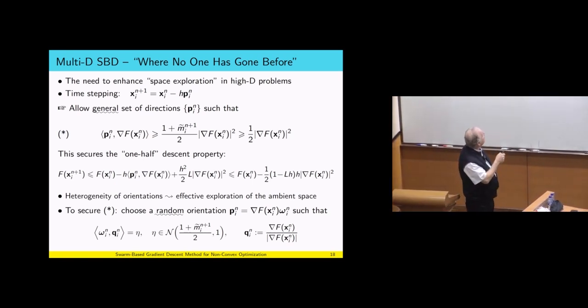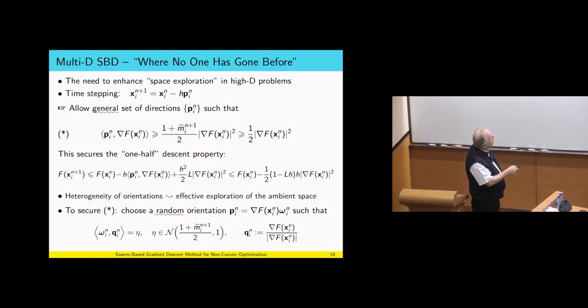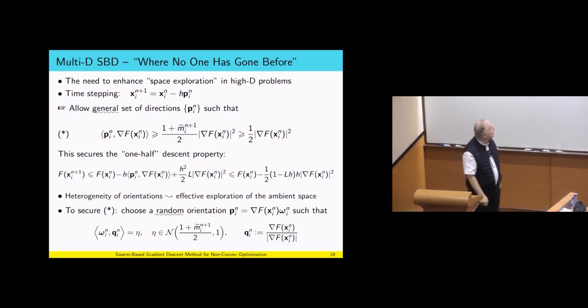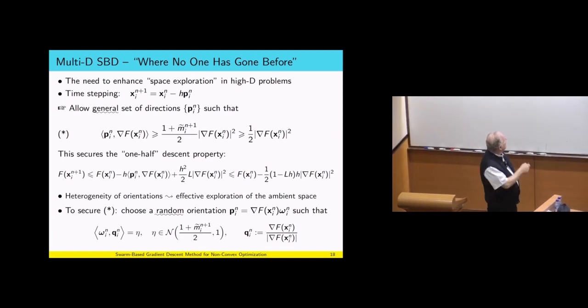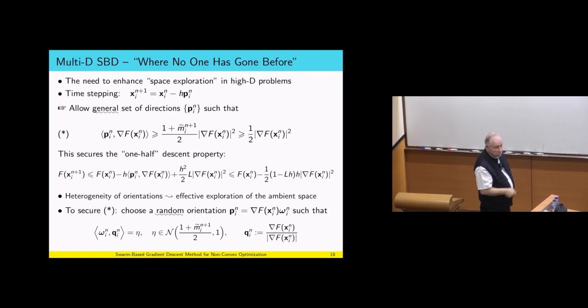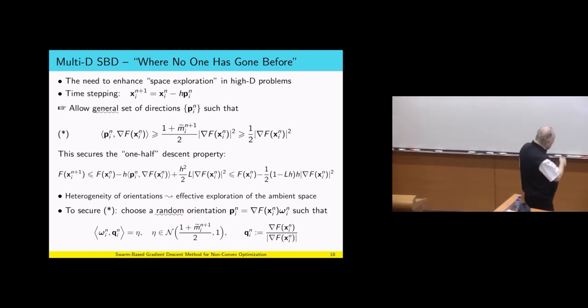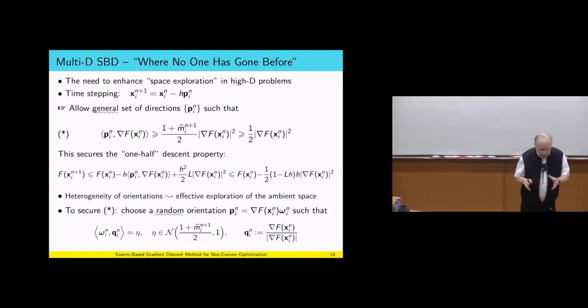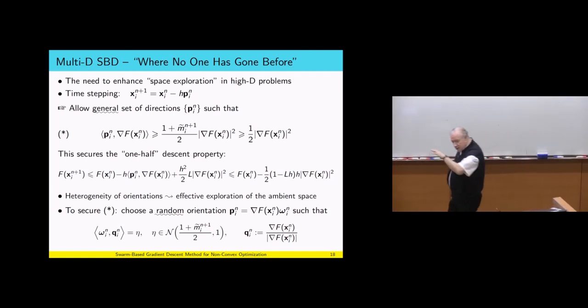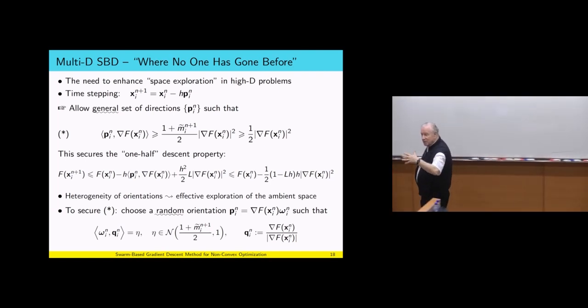So you see, if P, I wrote it here, is the gradient times the orientation, so omega is on the unit sphere, the d minus 1 unit sphere, and Q is the normalized gradient. Basically, we want this inner product to be a random number normalized between (1 plus m twiddle) over 2 and 1. Now, what is this inner product? So this inner product basically represents a spherical cap.